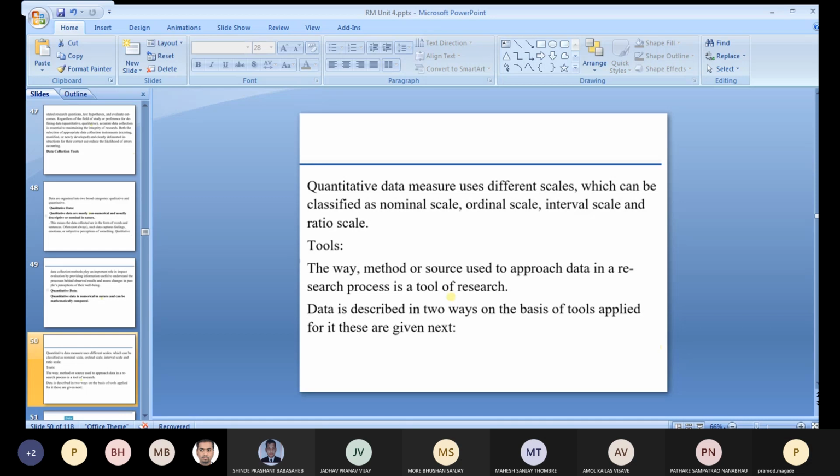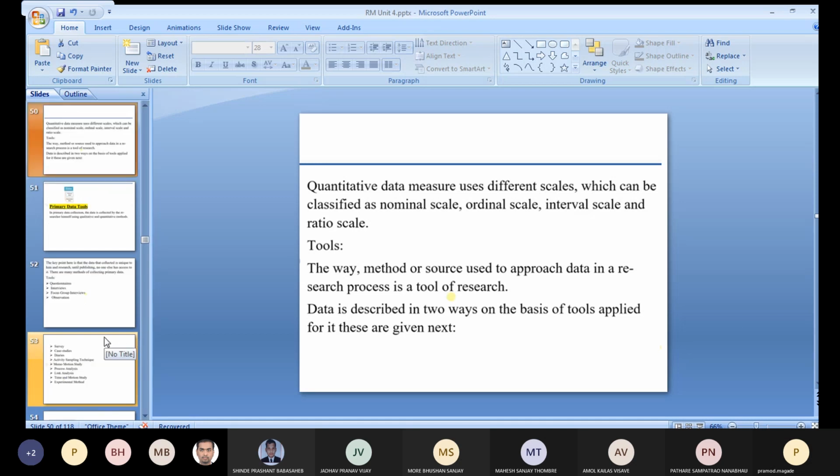Then tools: the way, the method or source used to approach the data in the research process is the tool of research. So data is of this kind, qualitative and quantitative. As I said, write one example of qualitative and one of quantitative in your own words, one word each, correct. So this is about the two things related to quality and quantity, which is the important part as per the defined research work.